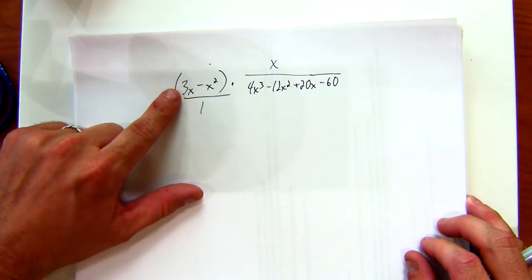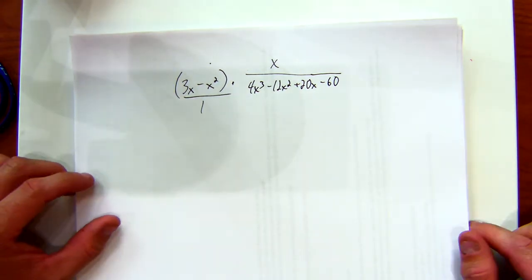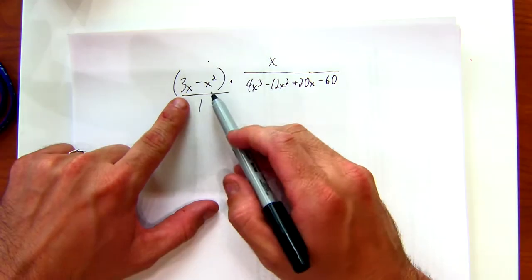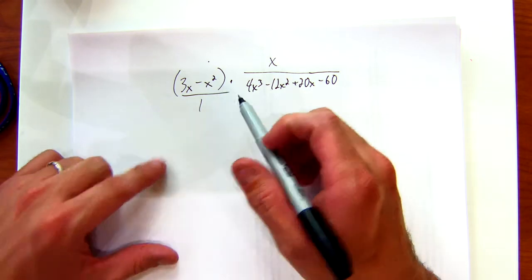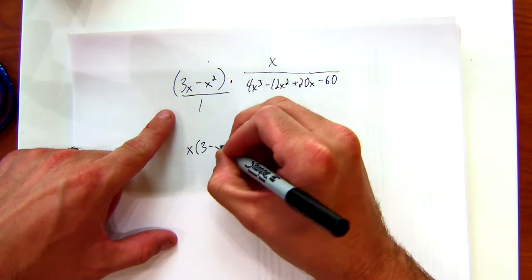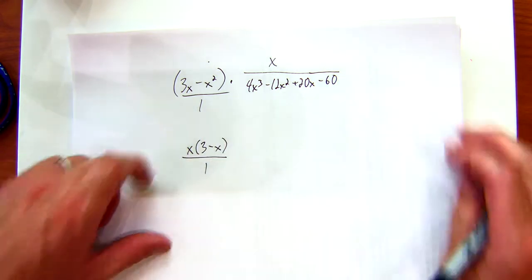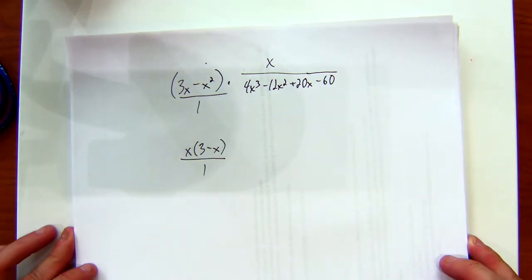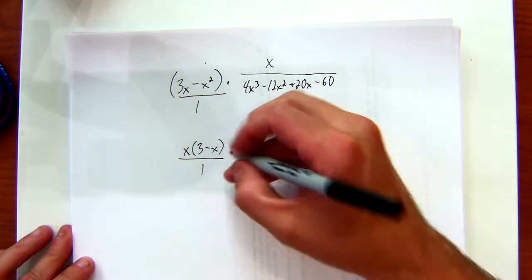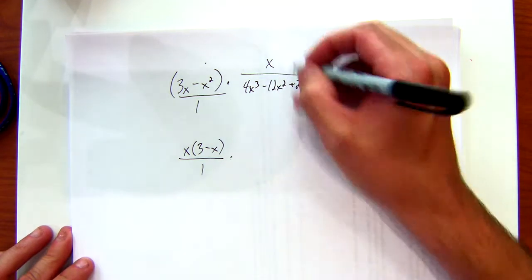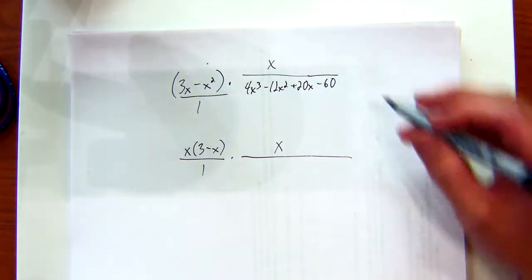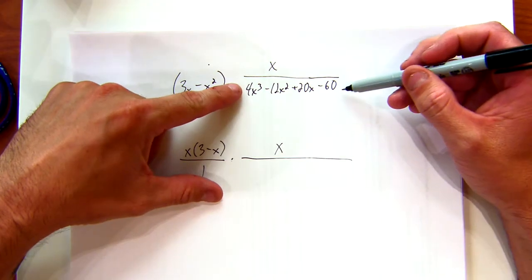Can I factor this 3x minus x squared? Is there a common factor here? An x, right? So I can pull out an x. So that's x times 3 minus x all over 1. Did I make a mistake? Times, can't do anything with this x. How would I begin to think about factoring this denominator here?